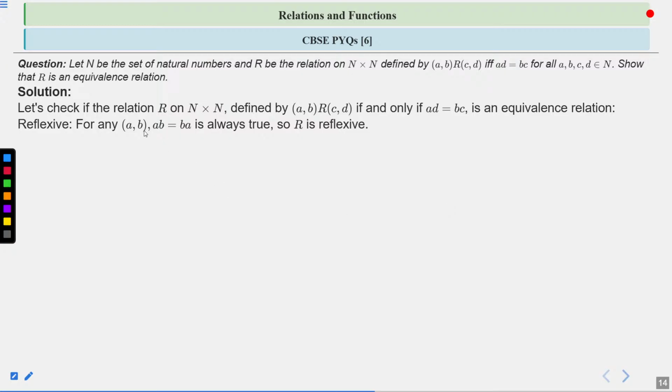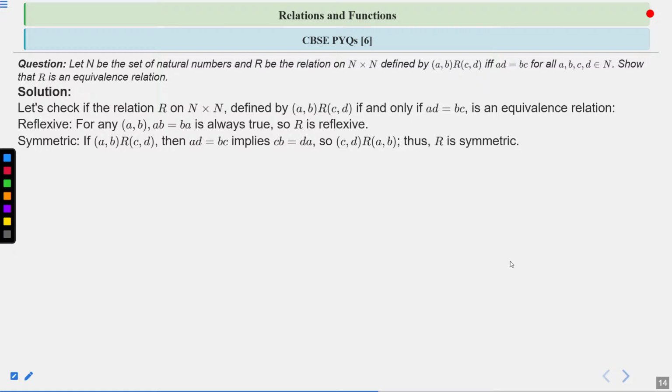For reflexivity, (a, b) should be related to (a, b) only. So in place of (c, d), we must put (a, b). So ad was equal to bc; in place of c and d, we put a and b, so in place of d, we will put b. So ab should be equal to ba. We all know that, 3 into 5 is equal to 5 into 3. So this is reflexive. ab is equal to ba is always true, so R is reflexive.